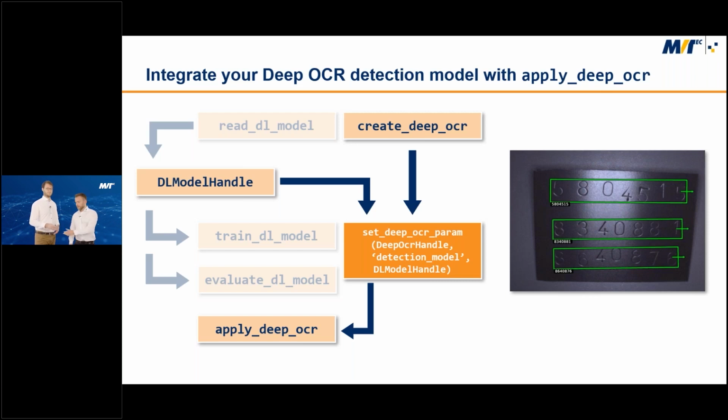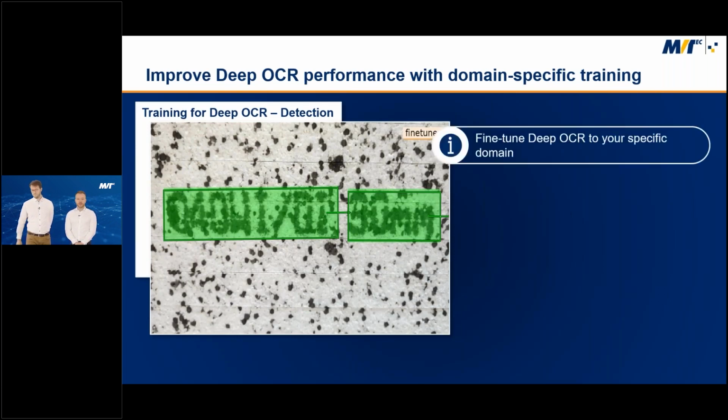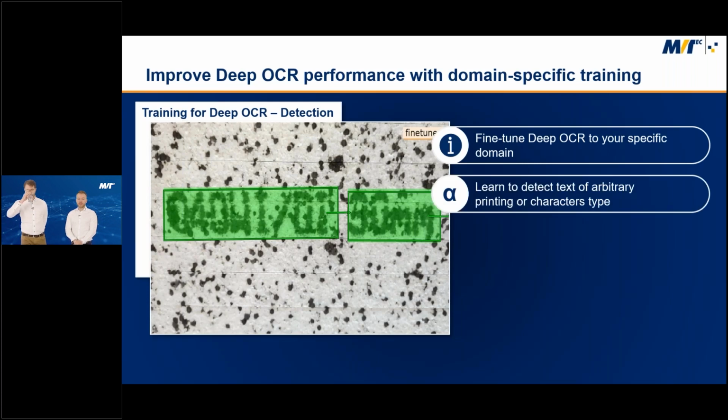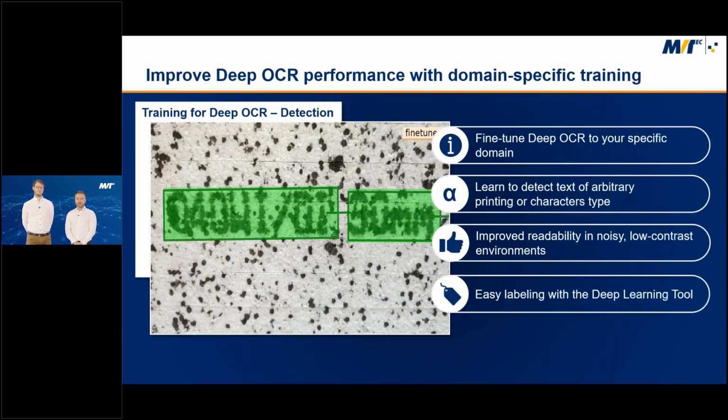Okay. Thank you. Let's sum up what we have seen right now. With the Deep OCR detection training, we can improve the performance on our specific target domain. What does it mean? From now on, we can improve our results for arbitrary printing types and character types. And we also can improve the readability in noisy and low contrast environments. So you get better confidences. And really good, the whole labeling can be done with the deep learning tool, which is really convenient.